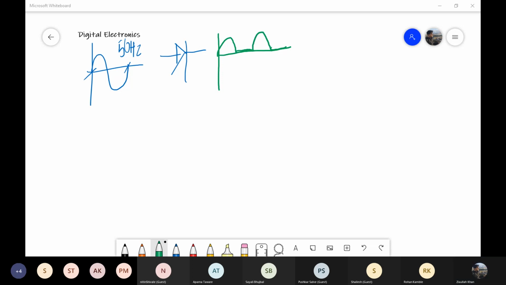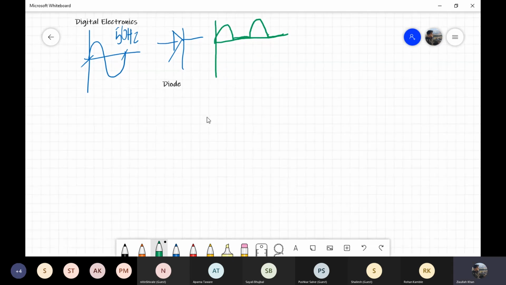All right. So what I said so far is that the current that we receive at our place is this sine wave, which is at 50 hertz, and there is a device called the diode. If you give a sine wave to the diode, it removes the negative part. So this part of the wave is going to be eaten away, and it will only output the positive part. Now, this is the beginning of digital electronics.